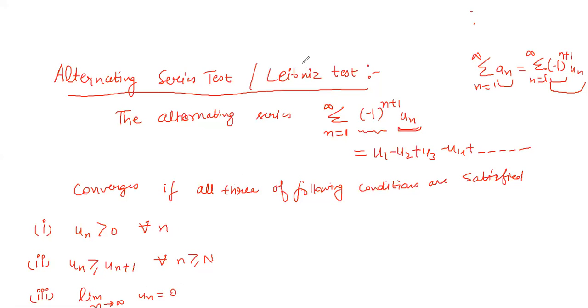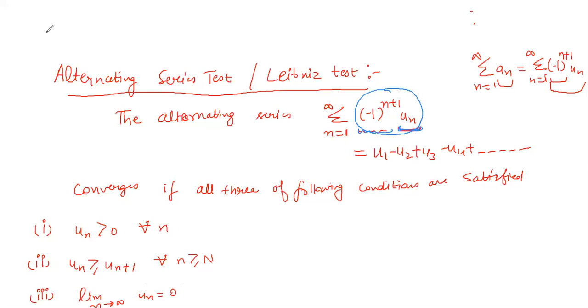The first condition means that un should be positive. It's clear. I told you your overall series is alternating, so each term is written in two parts, where the part minus 1 raised to power n plus 1 is for generation of positive and negative signs, while the rest of the part is just positive. So this un is something positive.